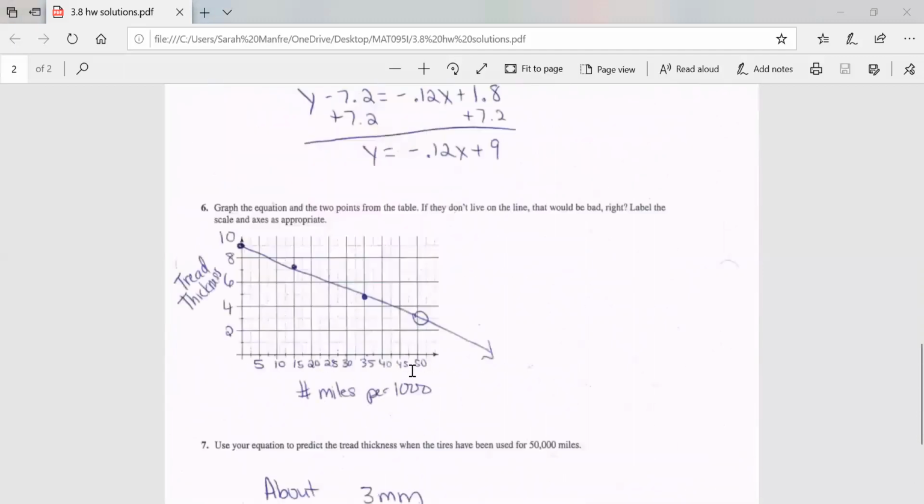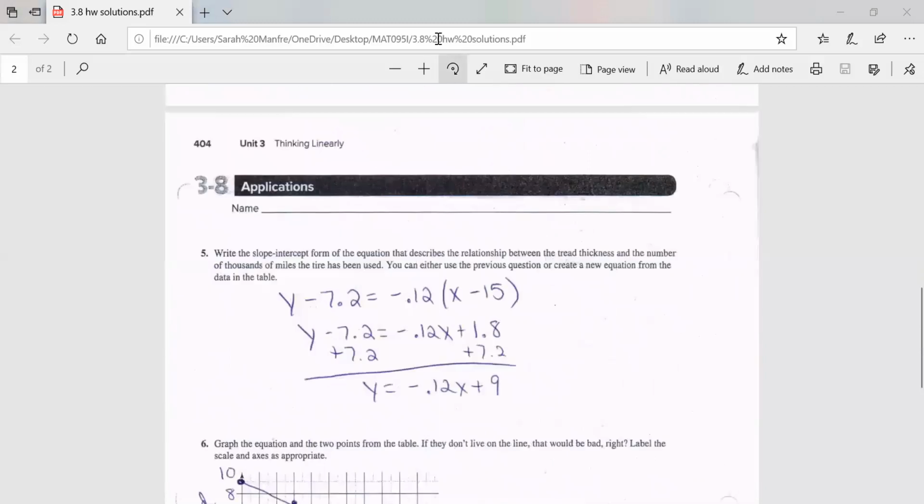So hopefully you did well on this homework assignment. Please let me know if you have any questions. And just remember that in the next class, we are not going to 3.9. We're skipping 3.9. We are going right to 3.10.